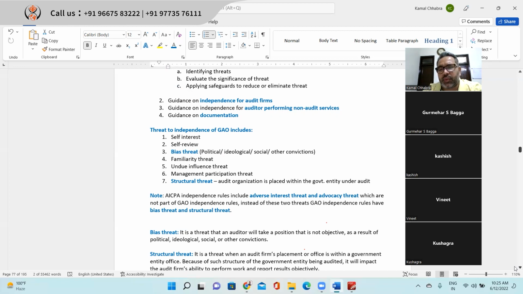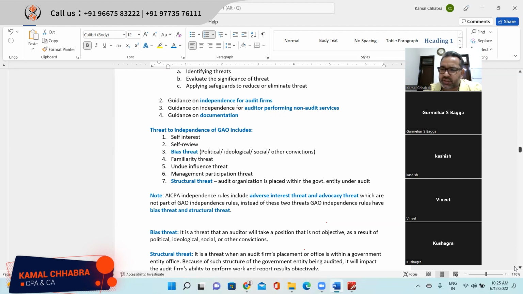In the Government Accountability Office rules, there are also seven threats, but five are the same and two are different. The self-interest threat is similar to what we studied in the independence rules.